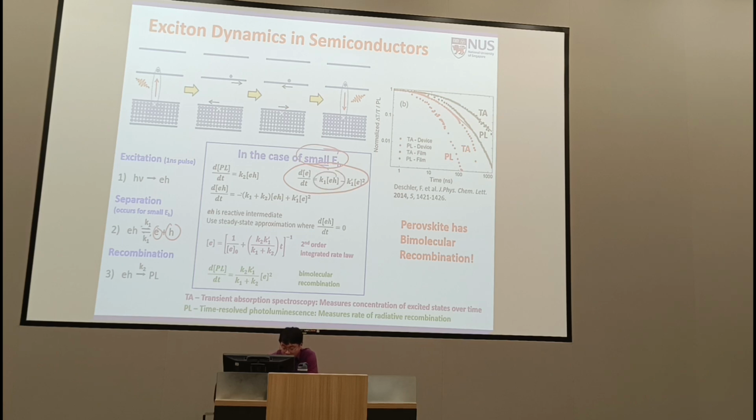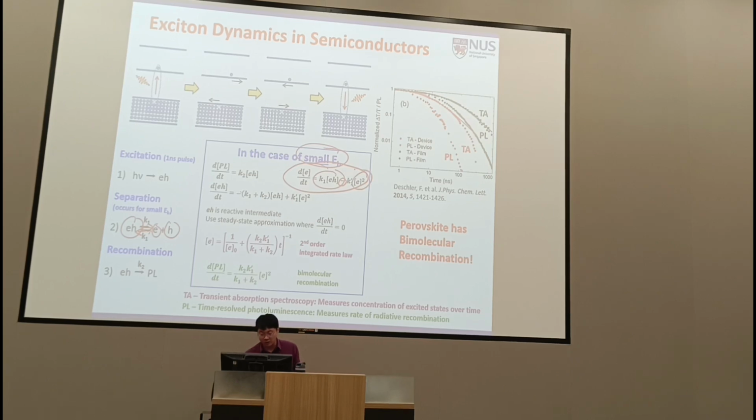I have K1EH. That means the forward reaction here involving EH can create electrons and holes. So therefore, it's a positive value, right? But I can also deplete electrons and holes. So that's why there's a minus value here, which is the same, which is why it's E squared. So I've now written these three equations.